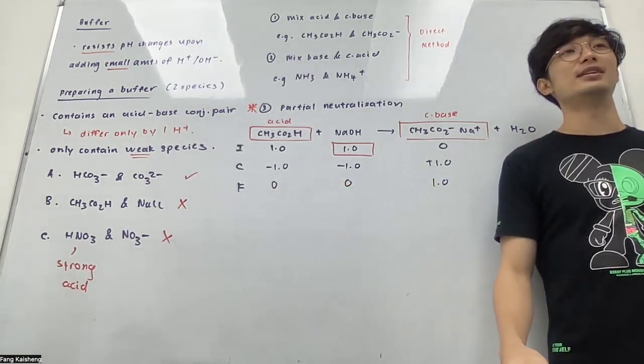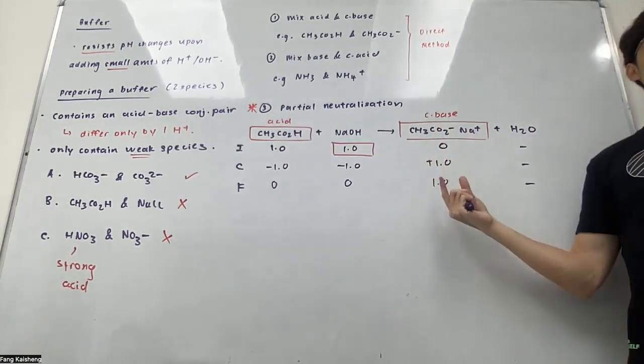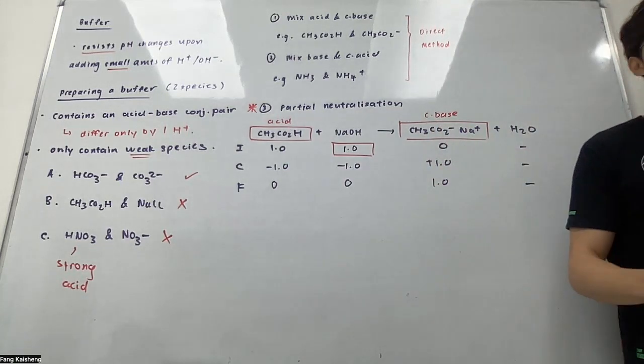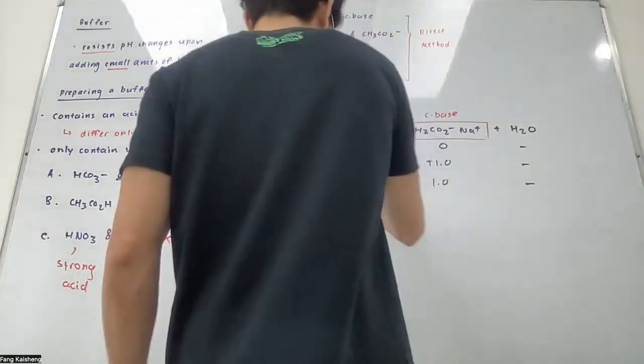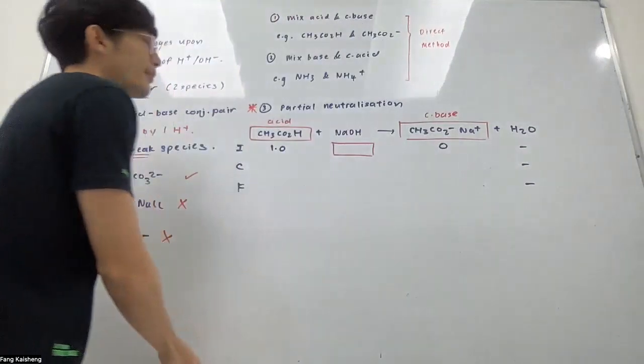Can I form a buffer? As we mentioned, we need 2 species, right? But right now I only have the conjugate base. That one doesn't form any buffer. That one is just a salt. Agree? So this is clearly wrong. I can't put 1. Now the question is, should I put more than 1 or less than 1?